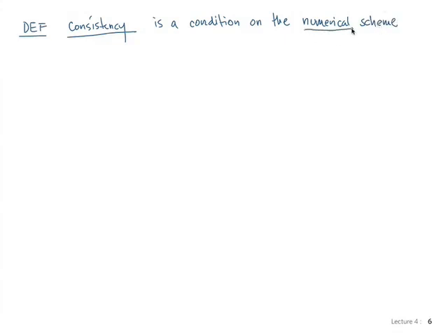We need to define these three main criteria. We start with consistency. Consistency is a condition on the numerical scheme. Namely, that the scheme must tend to the differential equation when the steps in time and space tend to zero.